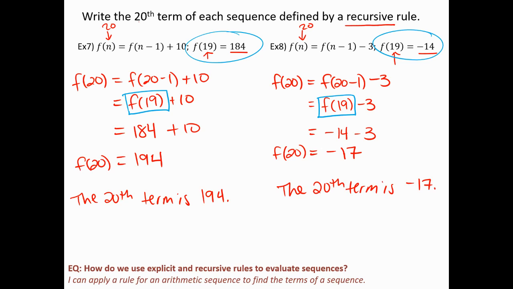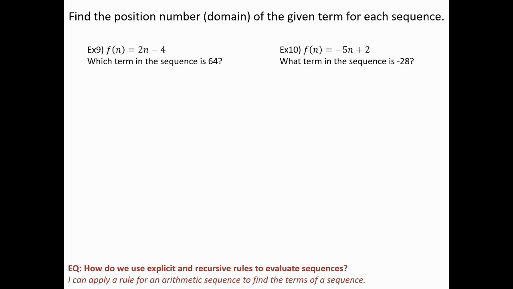All right, one last type of problem. And by the way, these problems match your practice assignment pretty much exactly what I'm asking you to do to practice. The last one says, find the position number, the domain of the given term for each sequence. So we're back to explicit rules because we don't have the first term given here. It says which term in the sequence is 64. So this is a little bit different how we handle this. The f of n, this whole thing represents the term. The n itself represents the number of the term. So it's a little weird.